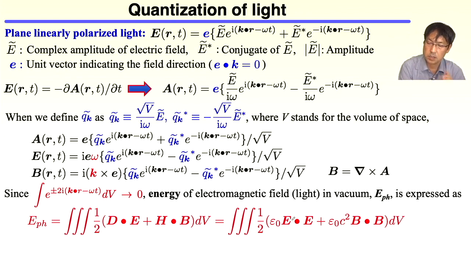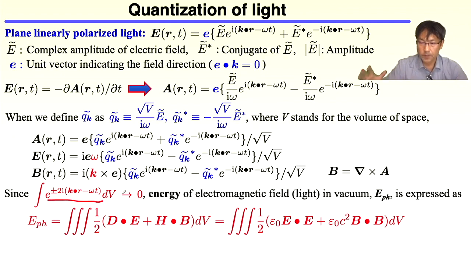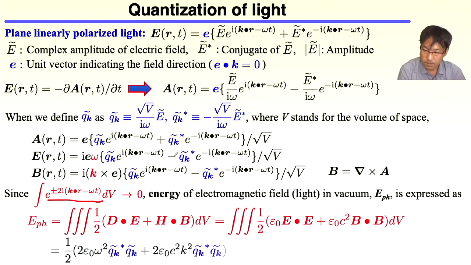Here we see the self-product of electric field and magnetic field. We put this one and this one into here, but we pay attention that the integral of this exponential over the space becomes 0. Therefore, only the cross term contributes to the energy. Then we get this result. Here, this one is equivalent to 1 over mu 0. Anyway, we get the energy of the electromagnetic field like this one. And further, we can calculate. Then we get the result.